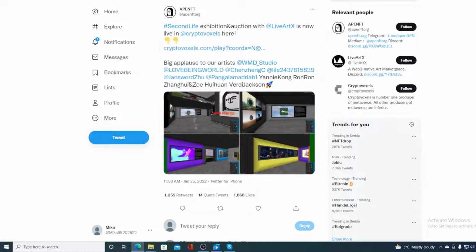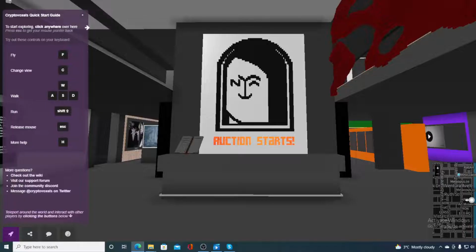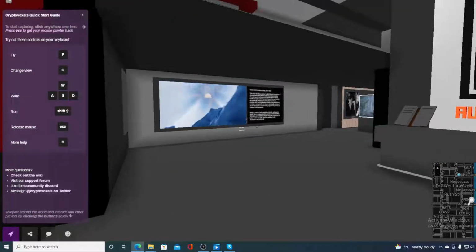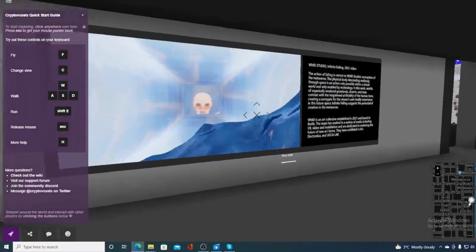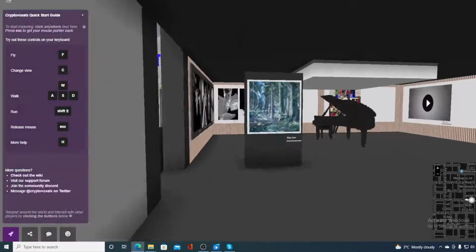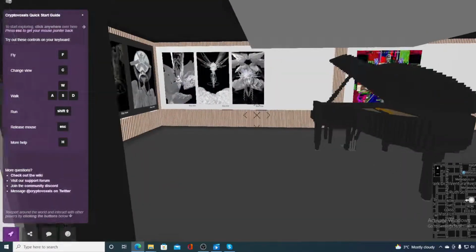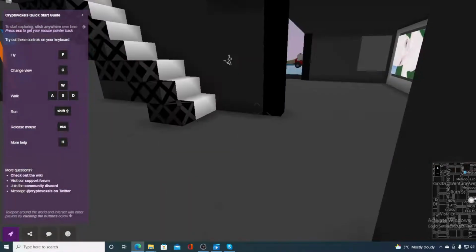An exhibition and auction with Live Art X is now live. What do you say, guys? We go and check out that auction and exhibition. Take a look at this, folks. This is awesome. Now you can actually go through a virtual room, check out those NFTs, check out the surroundings. This is mind blowing, folks.